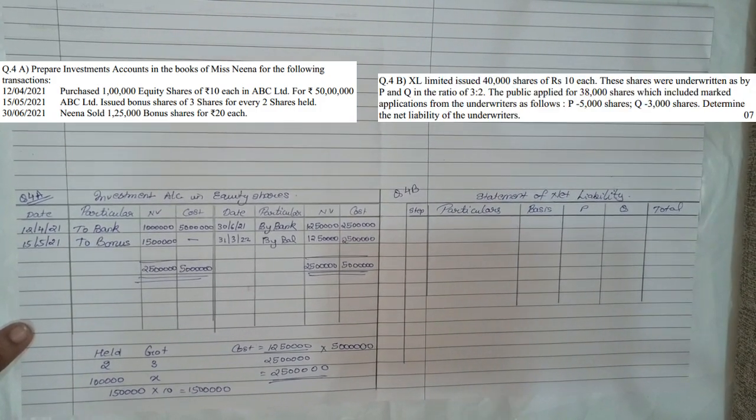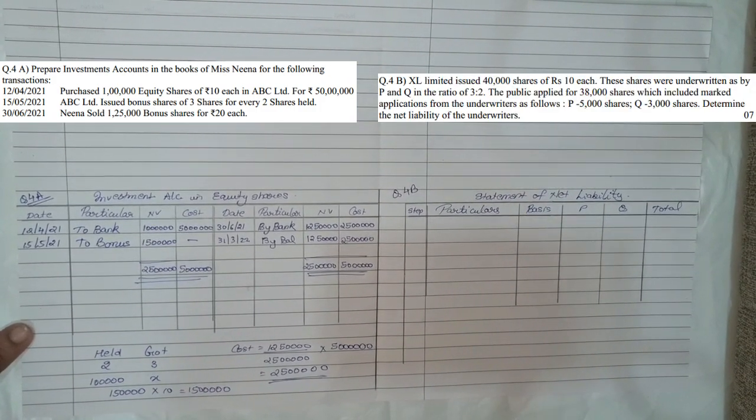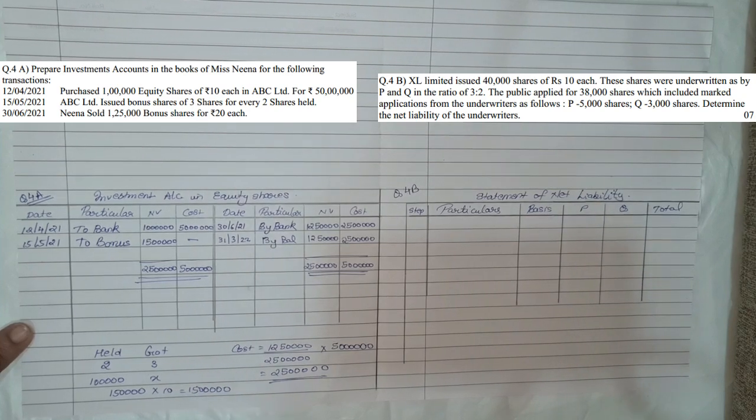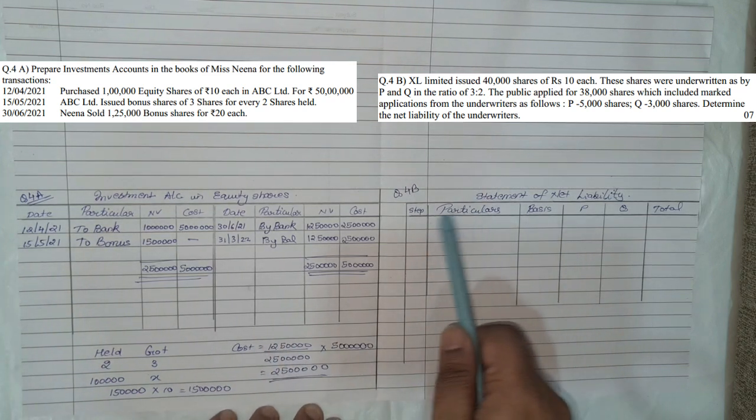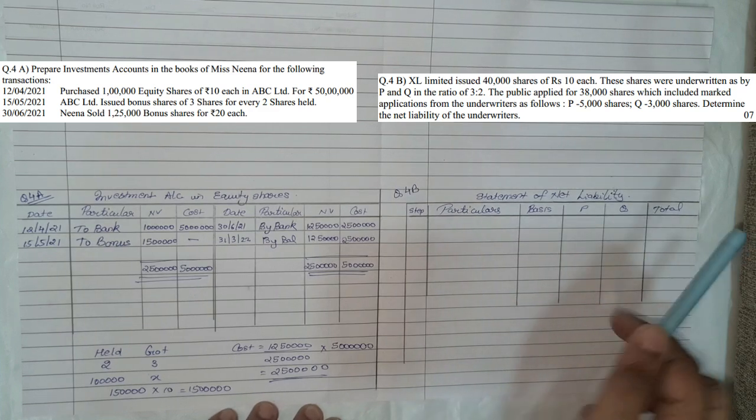Okay, now the next question, 4B. Excel Limited issued 40,000 shares of 10 each. These shares were underwritten by P and Q in the ratio 3:2. The public applied for 38,000 shares, which included marked applications from the underwriters as follows: P 5,000 and Q 3,000. Determine the net liability of the underwriters. So I've noted the format: statement of net liability, steps, particulars, basis, P, Q, total.